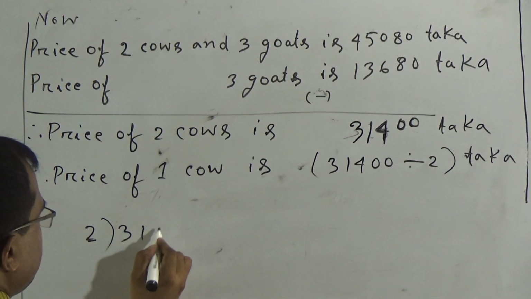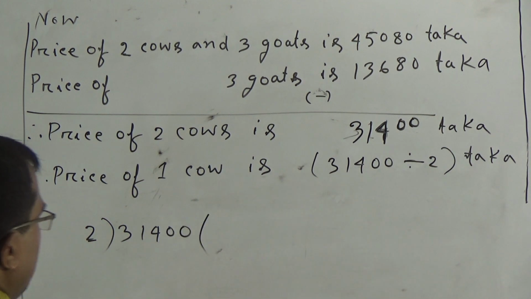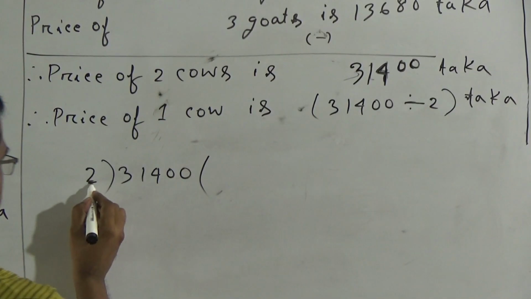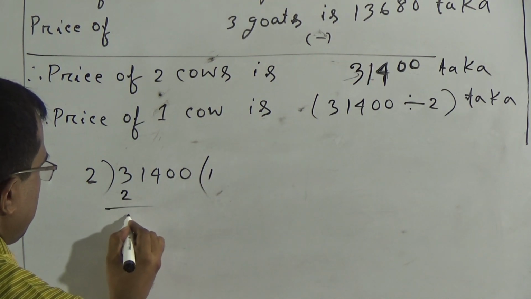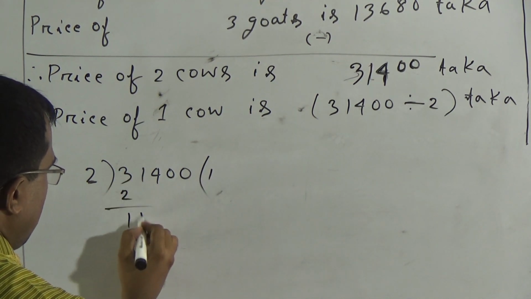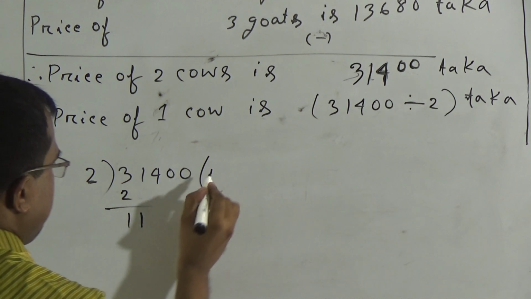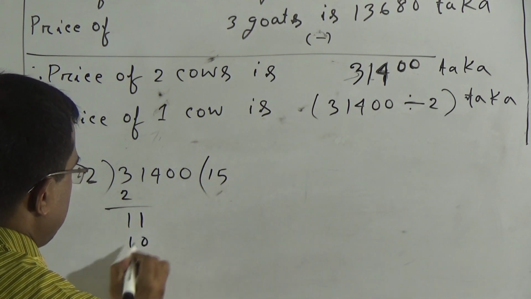Three one 400. Okay. In 3 we can give 1 times, 2 ones are 2. If we subtract, then 3 minus 2 is equal to 1. We have to take 1 now. In 11 we can give 5 times, 5 2s are 10. If we subtract, then it will be 1. Now we have to take 4.